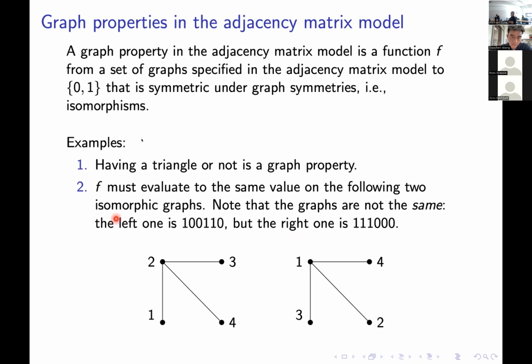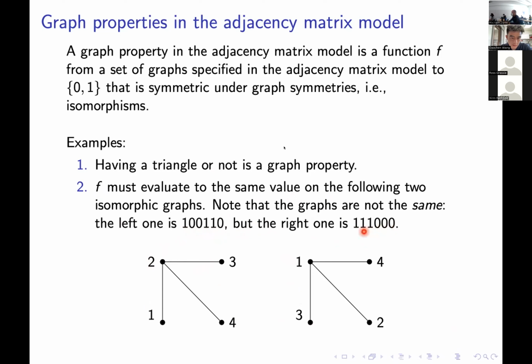As a second example, any graph property f must evaluate to the same value on the following two isomorphic graphs. The left one is clearly isomorphic to the right one, but I'll stress that the graphs in terms of the adjacency matrix are not the same. The left one is exactly what we have seen on the previous slide, and its bit string representation is 1, 0, 0, 1, 1, 0. But the right one is different. It's 1, 1, 1, 0, 0, 0.